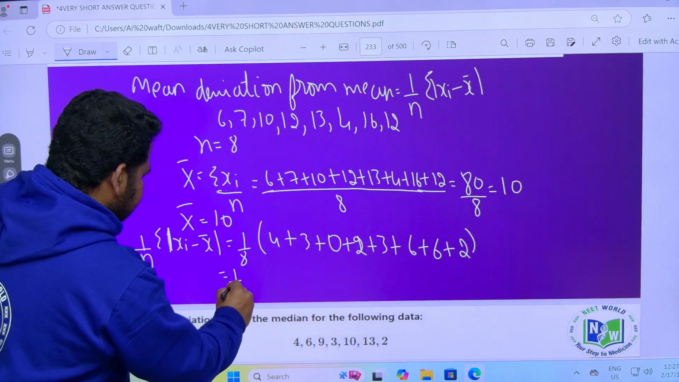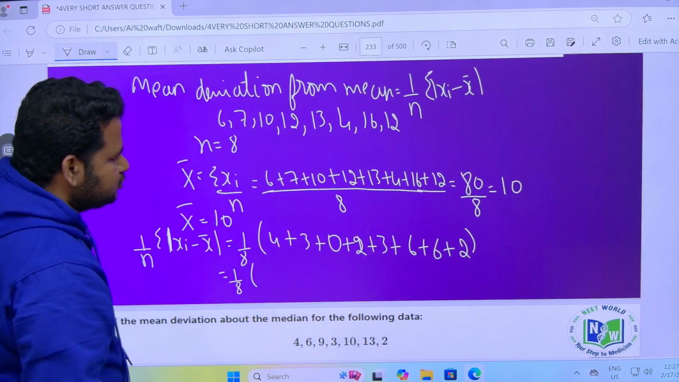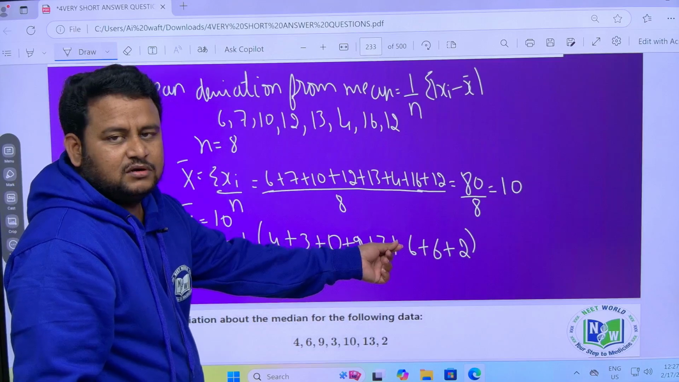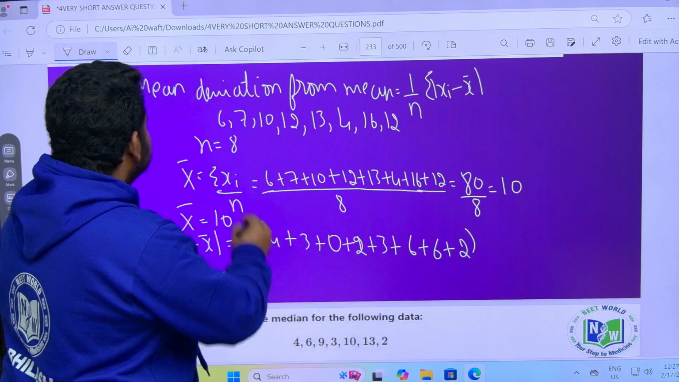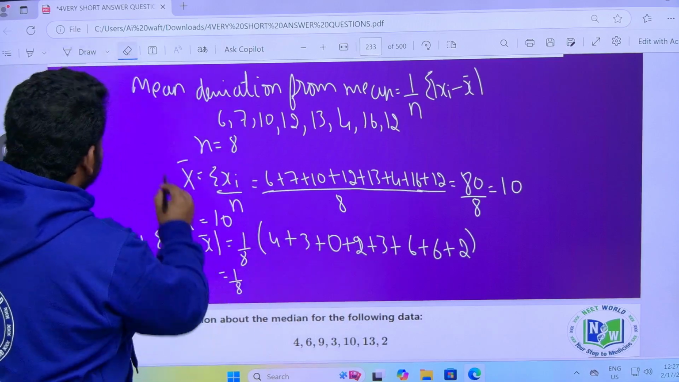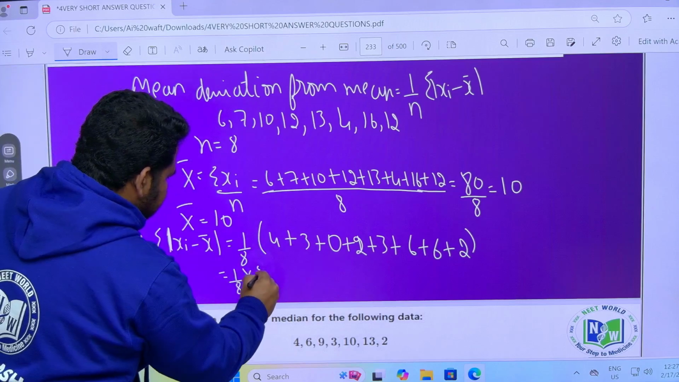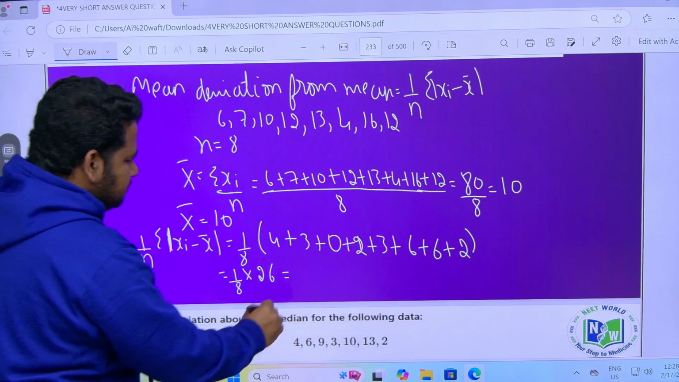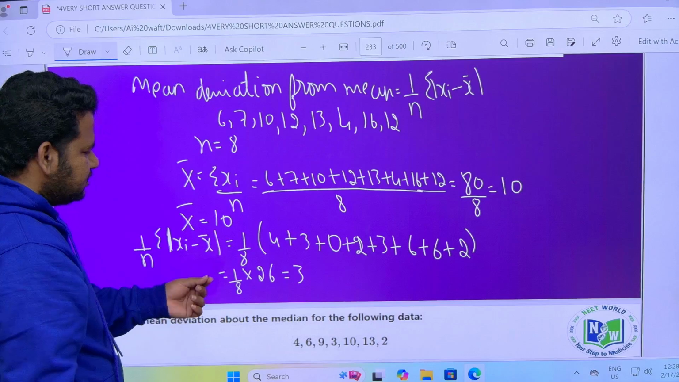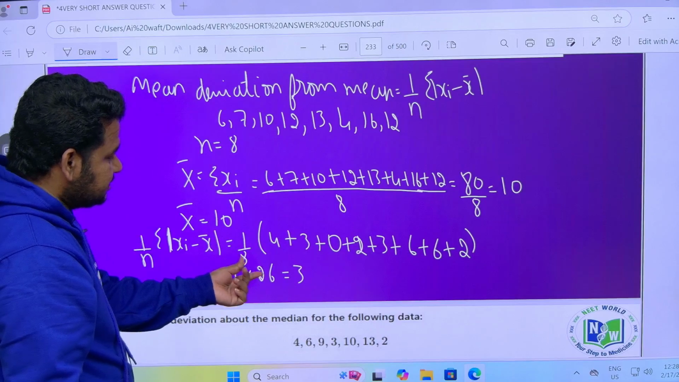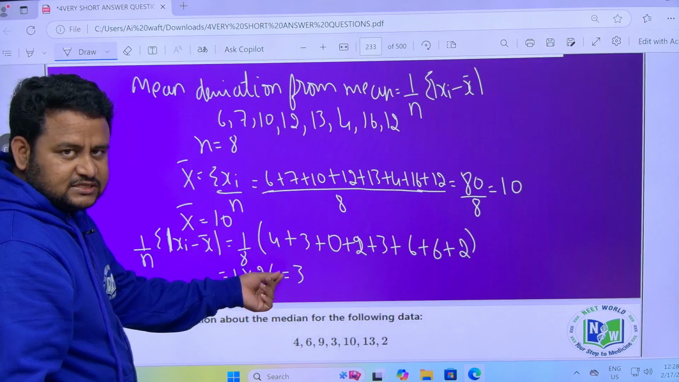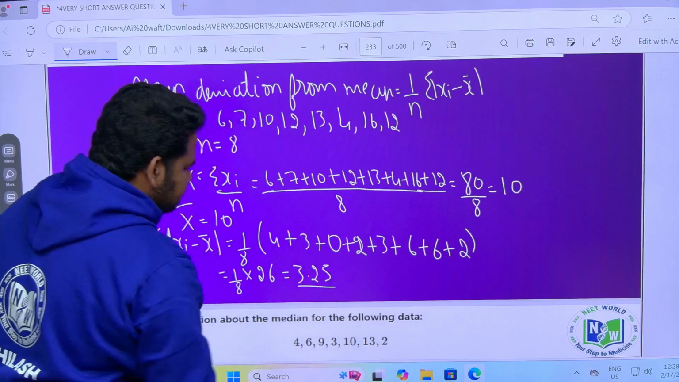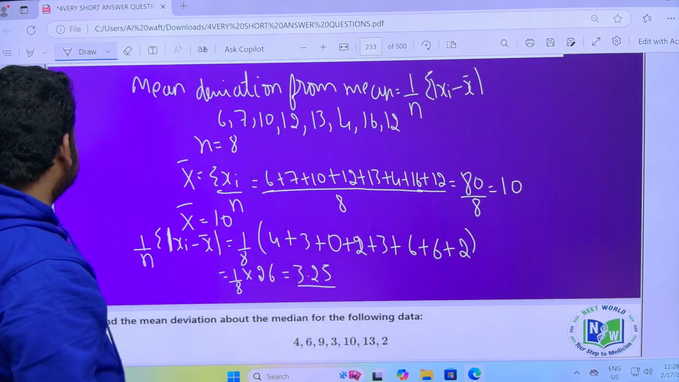So this will be 1 by 8 into 4 plus 3 is 7, 7 plus 2 is 9, 9 plus 3 is 12, 12 plus 6 is 18, 18 plus 6 is 24, 24 plus 2 is 26. So this will be into 26 by 8. 8 4s are 32, 8 3s are 24, 2 will be left. 8 2s are 16, again 4 will be left. So 3.25. So the answer to this question is 3.25, friends. That's how you solve this question.